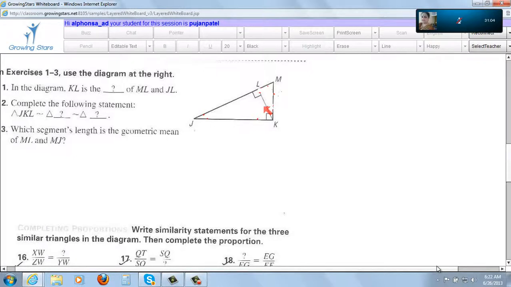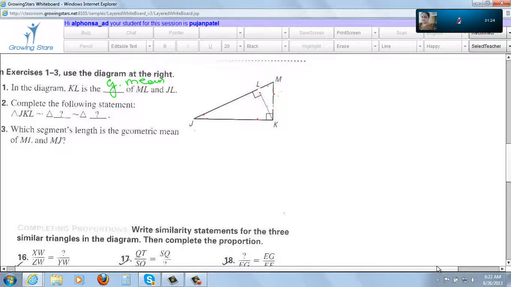What did I use here? CD is the geometric mean of BD and AB. That is what you're supposed to put here. Yes, geometric. Okay, so it's the geometric mean of ML and JL.